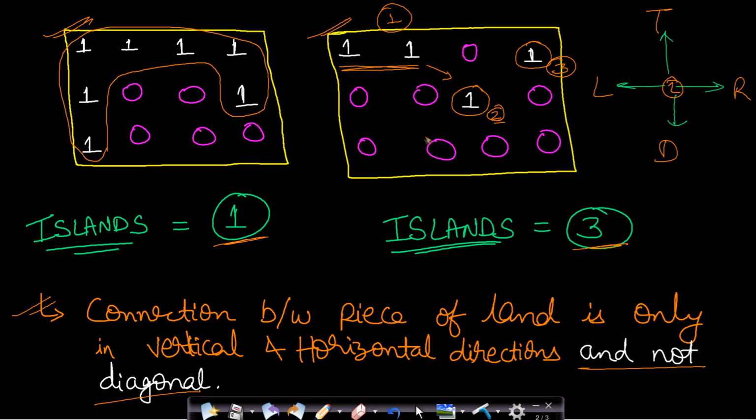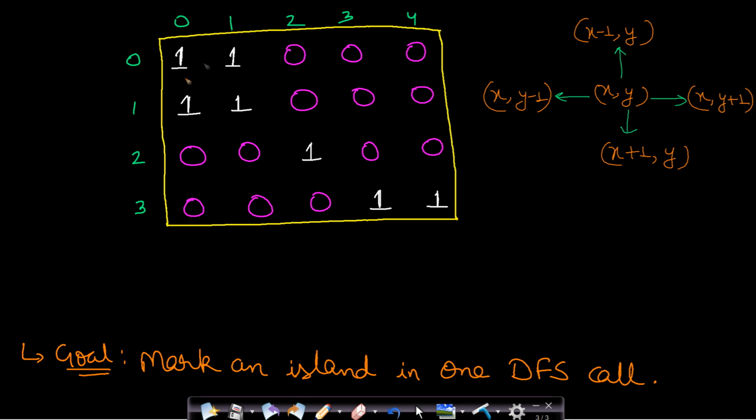Now what solution intuitively comes to your mind? A very intuitive method is by using DFS, that is depth first search, or you can also use breadth first search for this problem. So let us see how to apply DFS or BFS for this problem. Now I have taken a different example, a larger matrix, and our goal is to mark an island in just one DFS call. So if we make a DFS call, then we will cover that entire island and mark it as visited.